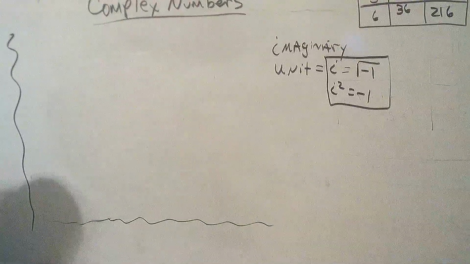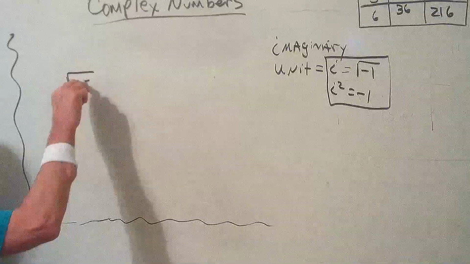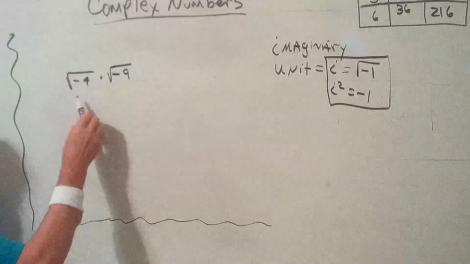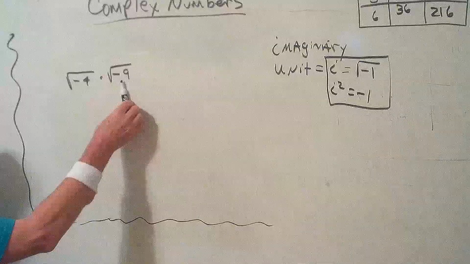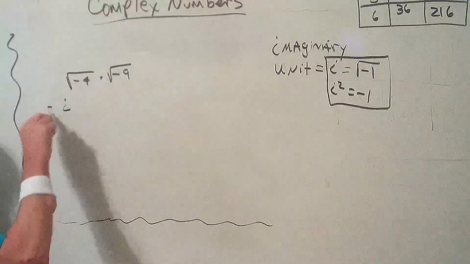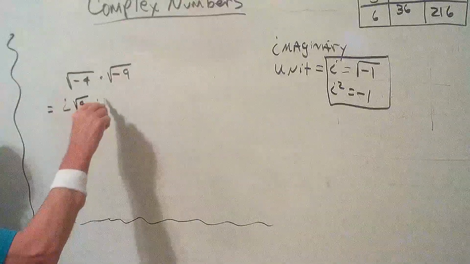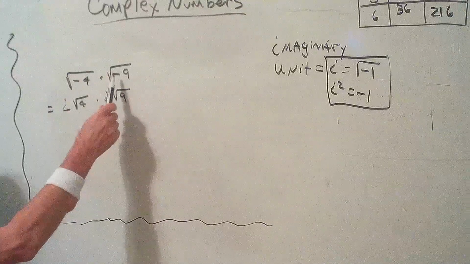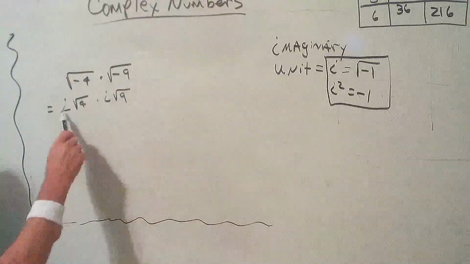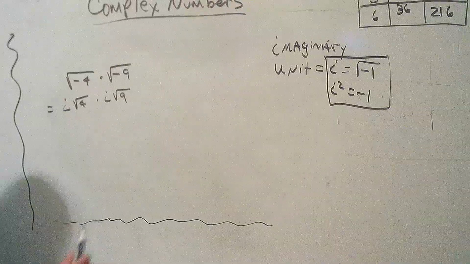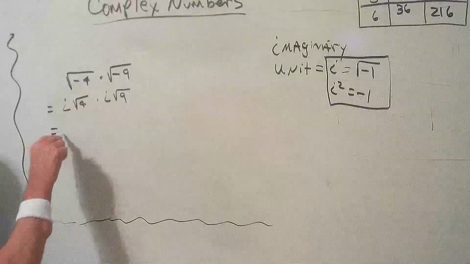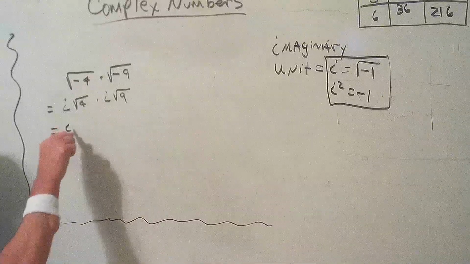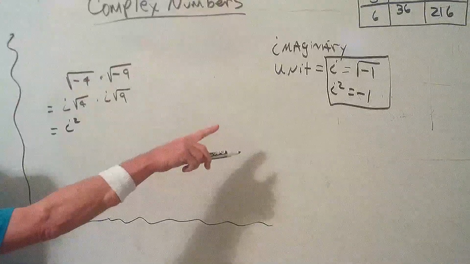Now what if we have the square root of -4 times the square root of -9? Now let's get rid of the negative numbers first. So this equals I times the square root of 4 times I times the square root of 9. And again, all we did to get rid of the negative number under the radicals was bring out an I. It stands for imaginary. Okay, so now what do we have? Now we multiply. I times I is I squared.